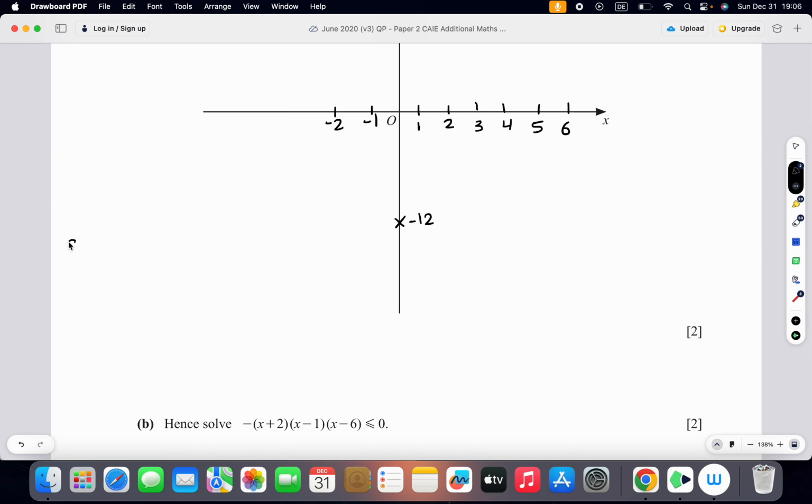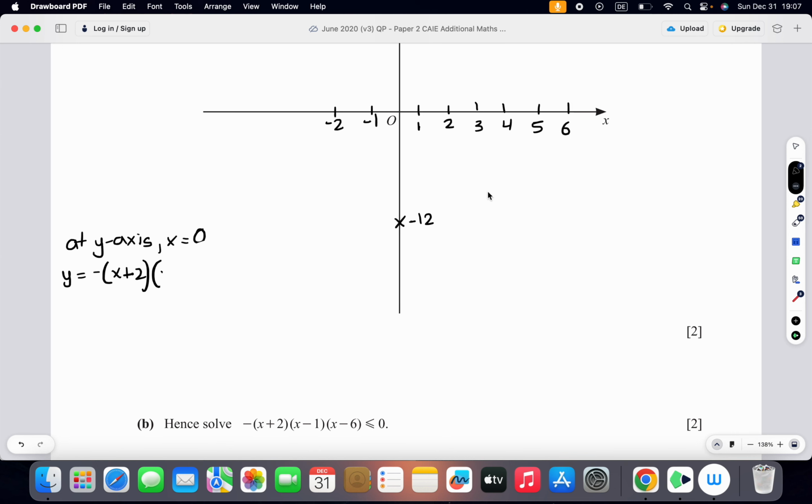So first, let's find out what the values are at the y-axis. If you know what the y-axis is, that means x is equal to 0. So we're going to set the x values to equal 0. Let me write down the formula. y is equal to negative (x plus 2)(x minus 1)(x minus 6). Sorry about that. Let's get rid of that.